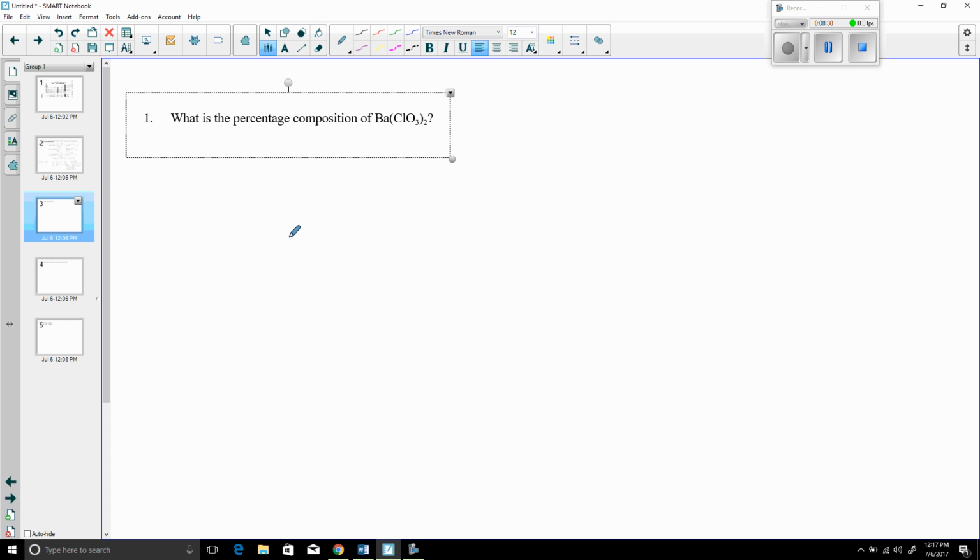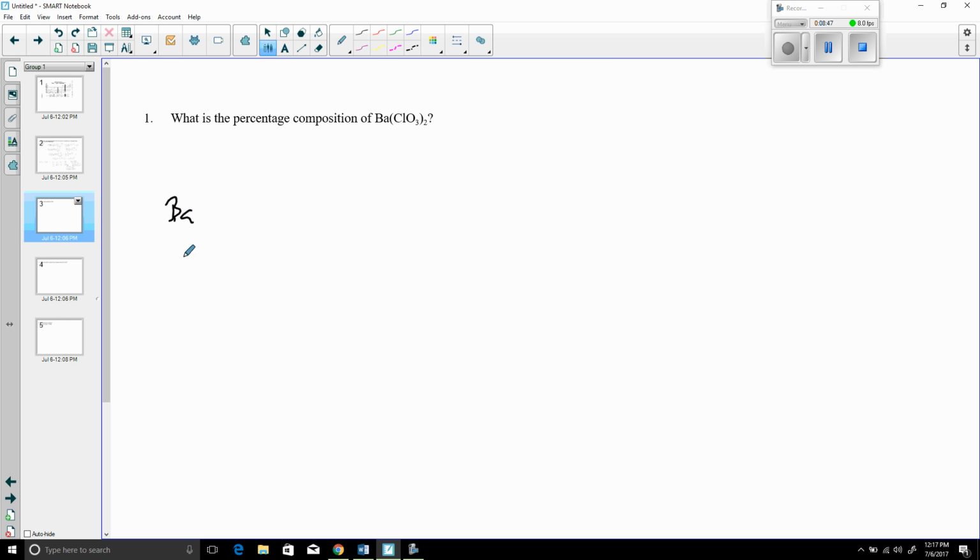Now, question number 19. This was kind of confusing to me for a second, but a lot of times this question is asked, what is the percentage of one of those elements in the compound? They want to know the percentage composition of the entire thing. So what you do is you just break it down into barium, chlorine, and oxygen.